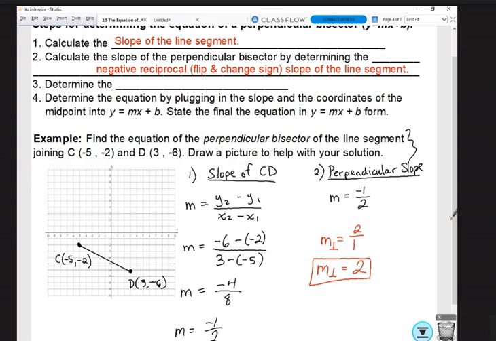Okay, so we have the slope of this line. We know what it is. It's perpendicular at this point. What do you think the next thing is? We have this slope. What do you think, Ryder? Yeah, we need the midpoint. That's next: determine the midpoint of the line segment.